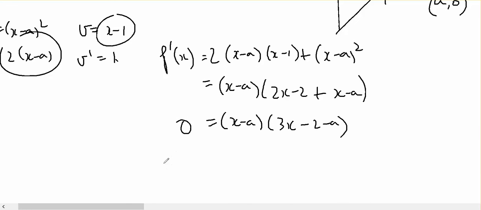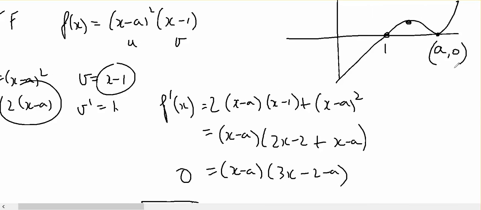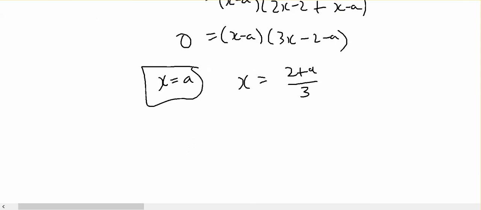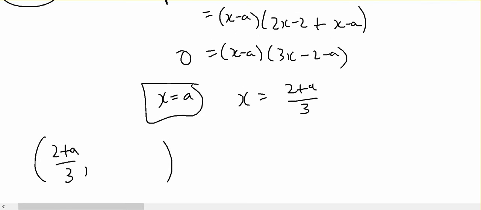If I set that equal to 0, I get x equals a, and that's going to give me the one that I already know. And x is going to equal (2 plus a) on 3. So my second point is at x equals (2 plus a) on 3, and then I need to find the y coordinate.